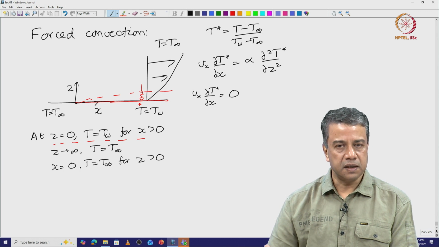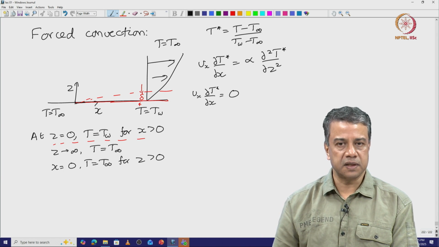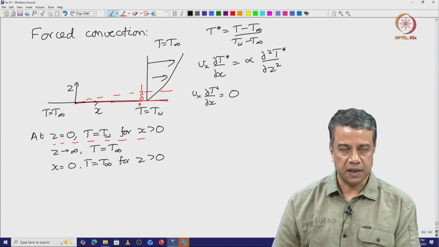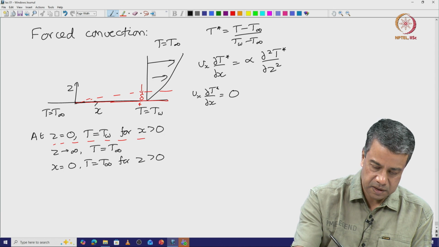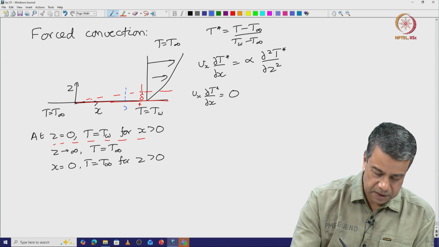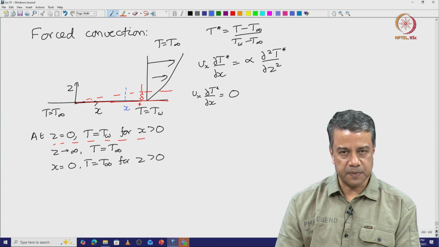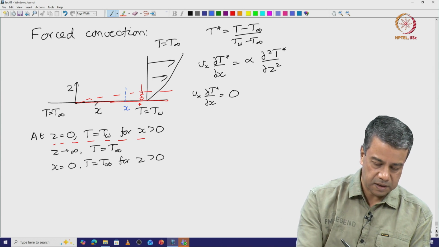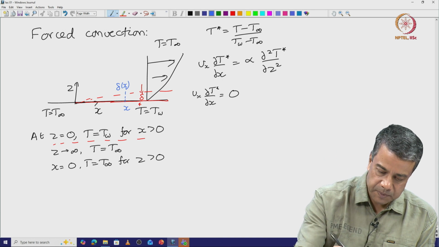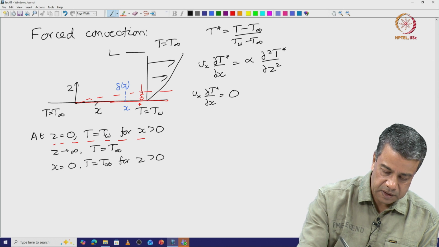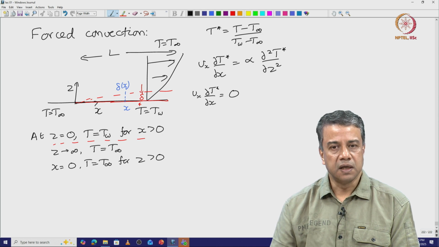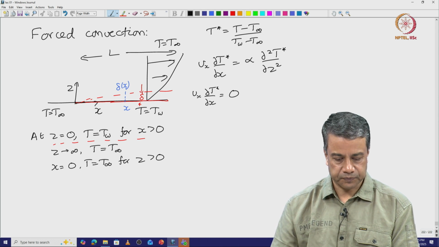And the other assumption that we had made in this case is that at a downstream location x, the boundary layer thickness depends only upon x. Delta depends only upon x at a downstream location x. It does not depend upon the total length L of the heated section. It depends only upon x.